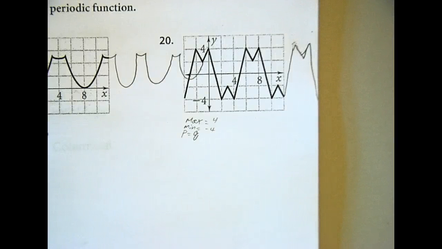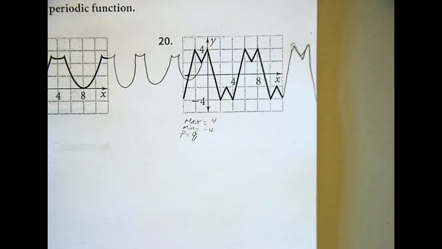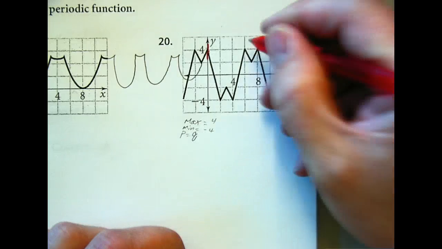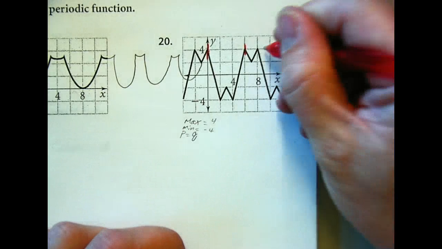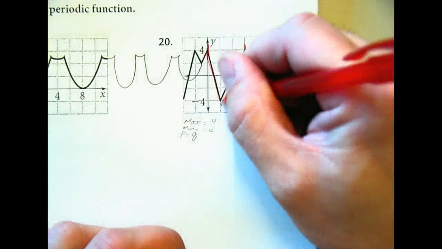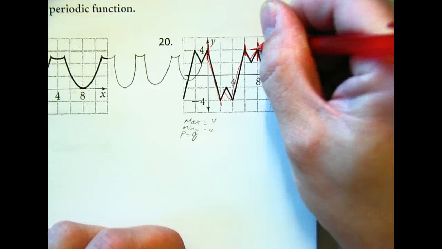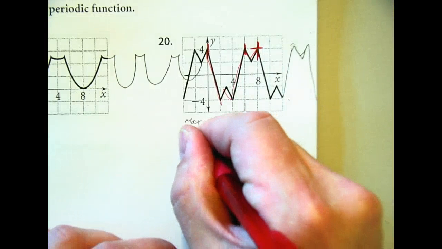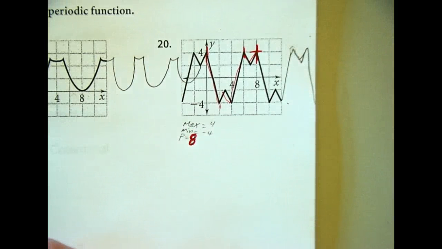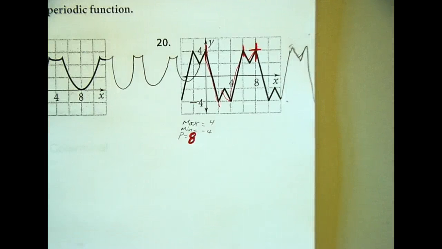Oh, the period's wrong. It's an 8. That's not an 8. That is not an 8. No, Mr. McCoy, that's wrong. There you go. Thank you for checking. You're welcome, Mr. McCoy. Hey, the period is 8. I counted it wrong. All right. Okay.